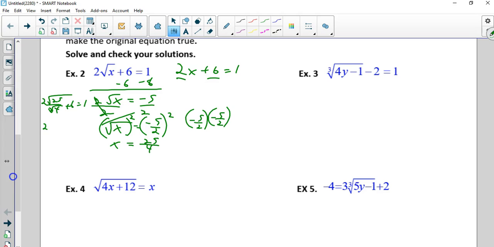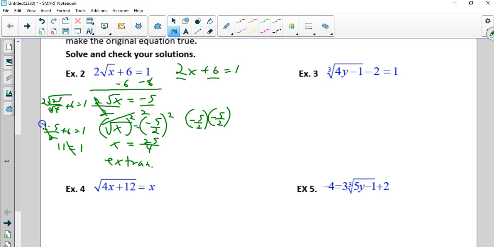Square root of 25 is 5. Square root of 4 is 2. Plus 6 equals 1. Now you can do 2 times 5 and get 10 divided by 2. Or you can look at it as the 2's canceling and you get 5. Either way, you're going to get 5 plus 6, 11 equals 1. That is not true. That means 25 fourths is extraneous. It's not a true answer. Even though it worked out, in the sense that we got a number, it is extraneous.